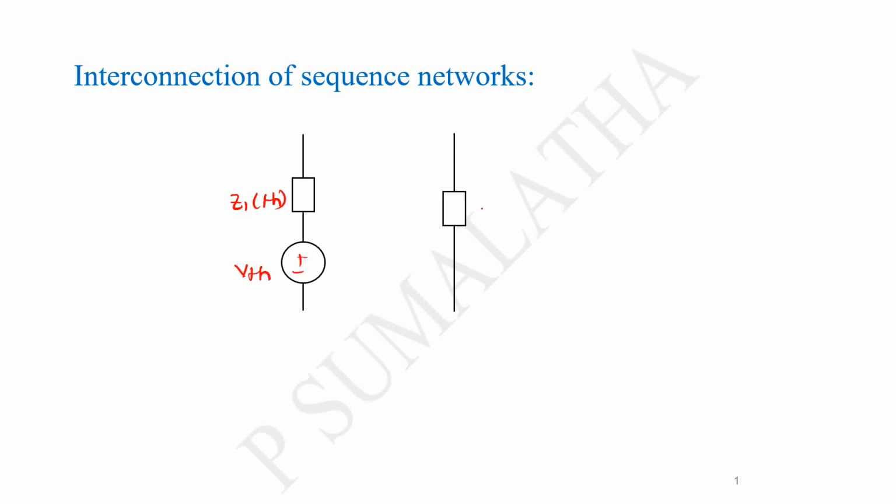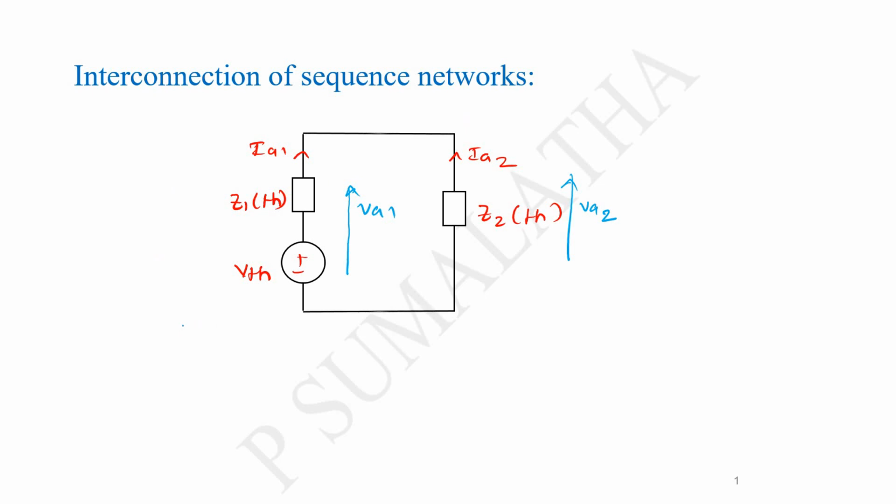V Thevenin, and this is the Z2 Thevenin, and this is the current IA1, current IA2. So both VA1 is equal to VA2. So we can connect these two directly in parallel connection. Now coming to the zero sequence network. This is the Z0 Thevenin and the current IA0. So between these two networks, the voltage across the zero sequence is VA0.